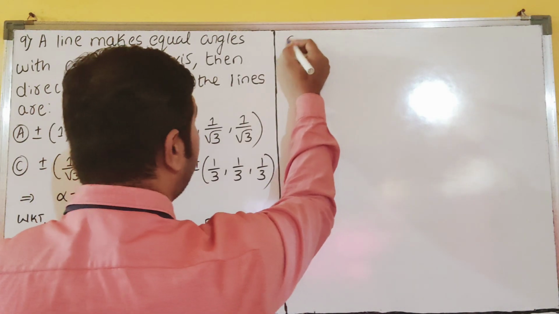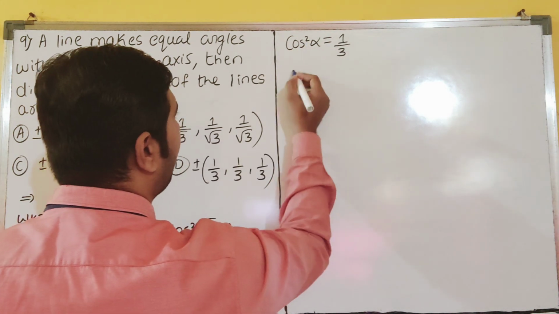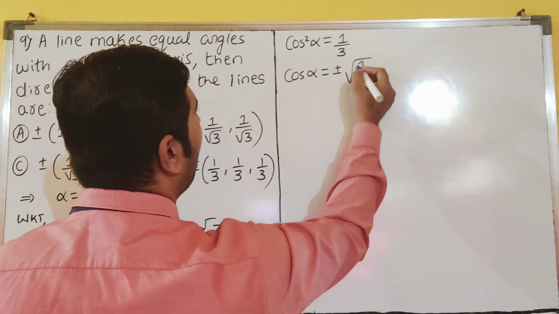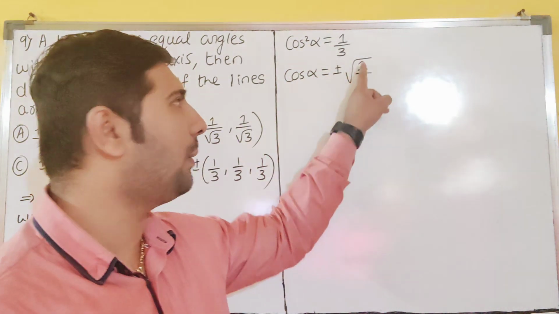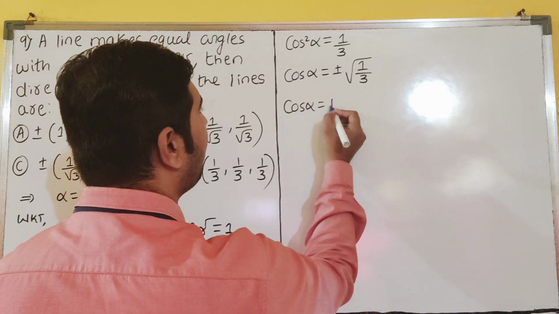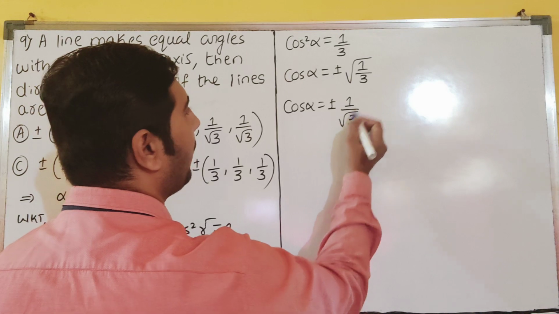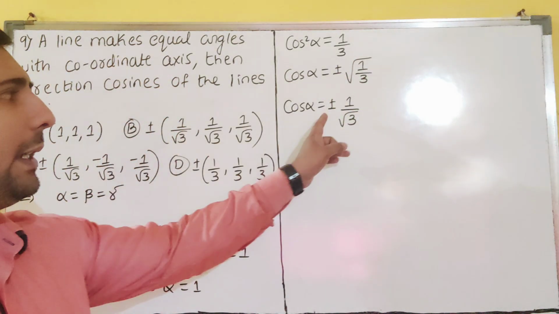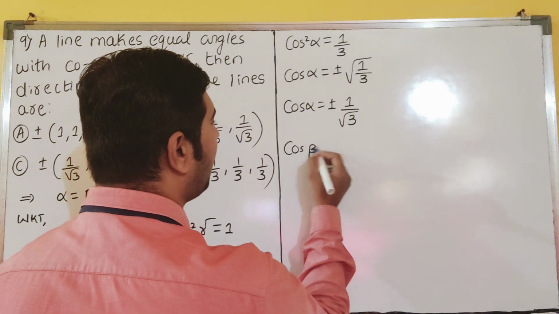So 3 you take down, cos square alpha is equal to 1 by 3. Square you send that side, plus or minus square root 1 by 3, dear students. So cos alpha is how much now? Plus or minus root 1 is 1 and root 3. Root 1 is 1, root 3 is root 3. Cos alpha is plus or minus 1 by root 3, which means even cos beta is also the same, dear students.